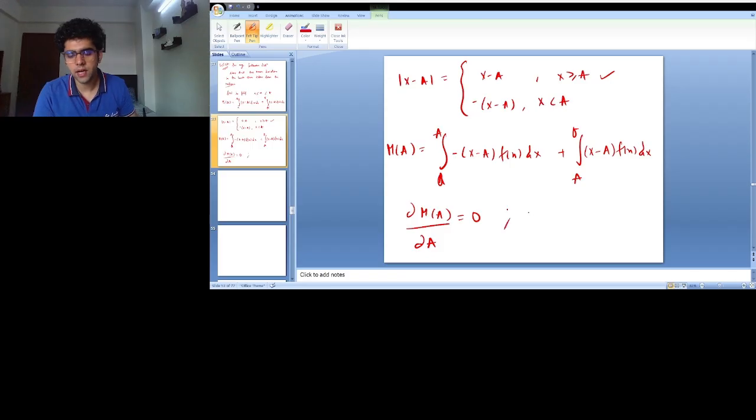And the second thing that I would need to prove is that this is a convex function. I need to prove that A is a stationary point, and I also need to show that M_A is a convex function. If it's a convex function, then we can conclude that the value of A is giving me the least value.